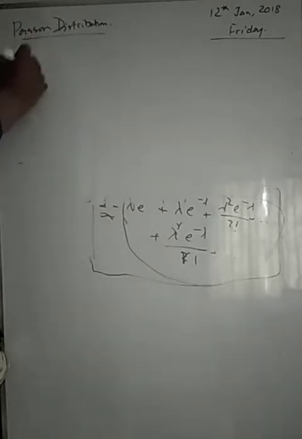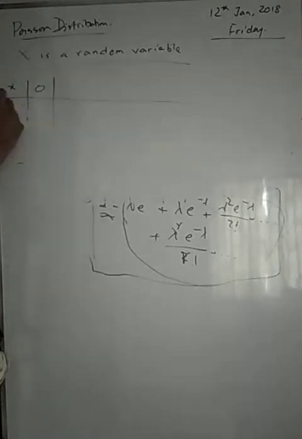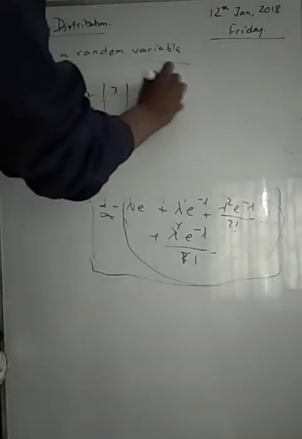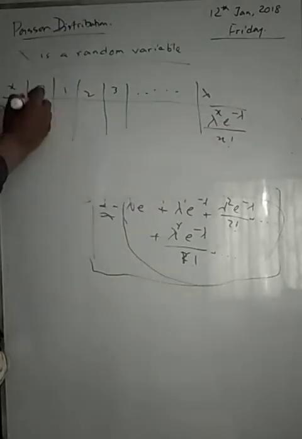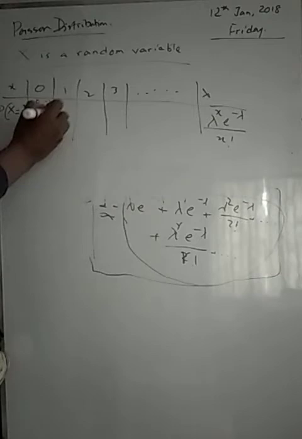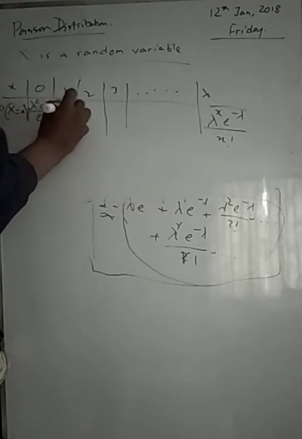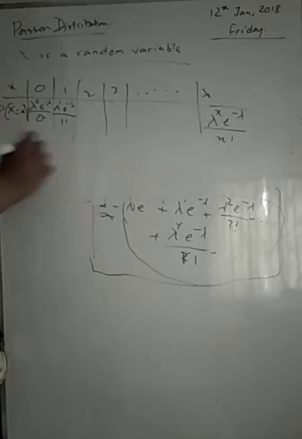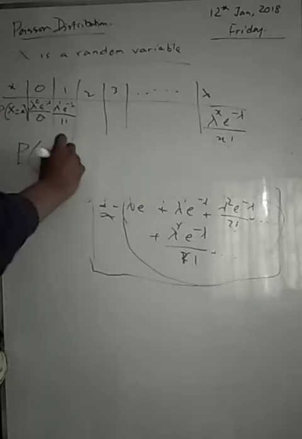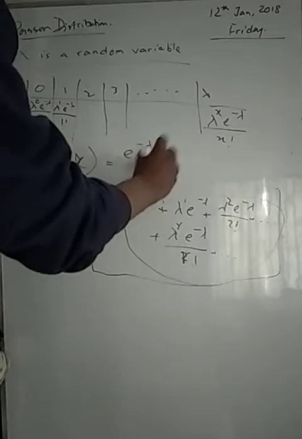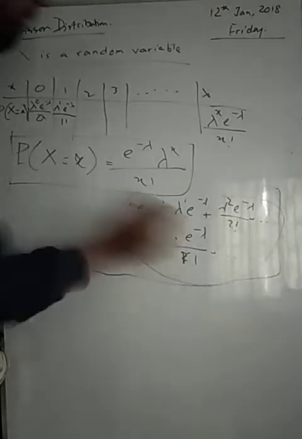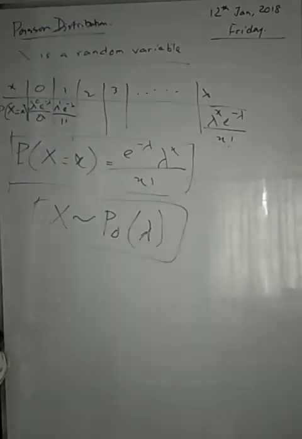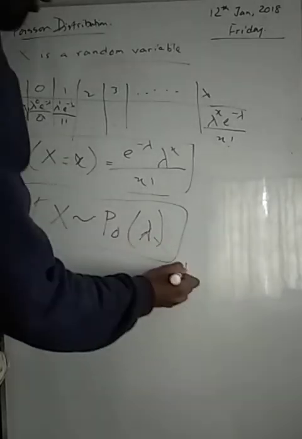So if we say that x is a random variable, x takes on discrete values 0, 1, 2, 3, and the probability that X equals x is lambda to the power x, e to the power minus lambda by x factorial, right? Here we have lambda to the power 0, e to the power minus lambda by 0 factorial, lambda to the power 1, e to the power minus lambda by 1 factorial, and basically the probability distribution function here is e to the power minus lambda, lambda to the power x by x factorial. This is the probability distribution function for Poisson distribution. So if X follows a Poisson distribution with parameter lambda, this is the parameter.